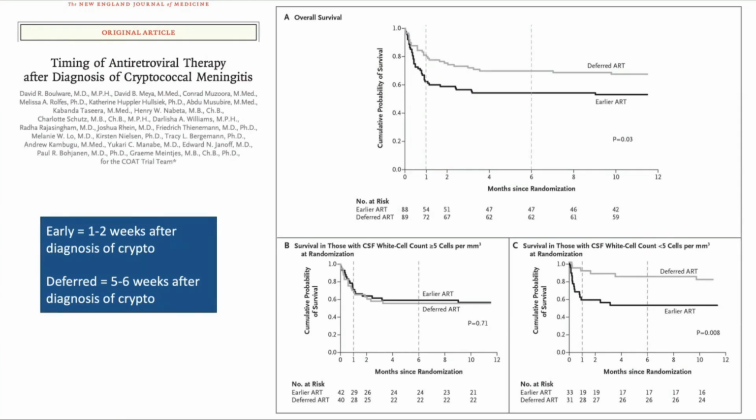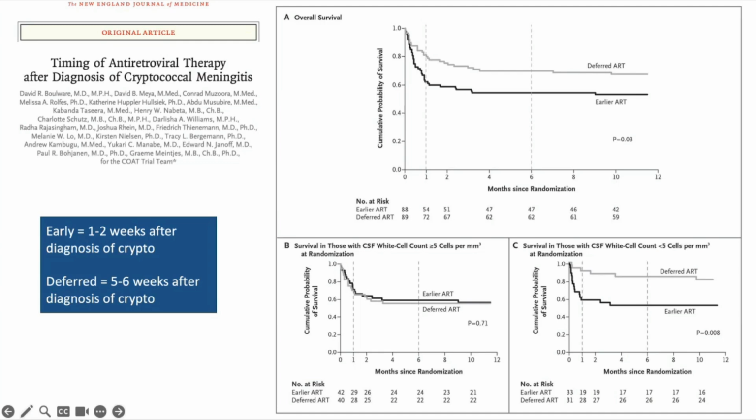And again, this is another randomized control trial that looked at this. They took people with cryptomeningitis and either started early ART, so within 1 to 2 weeks of diagnosis, that same time frame we were looking at when we were talking about PJP, or they looked at people who had deferred treatment, like 5 to 6 weeks after diagnosis. And you can see that the cumulative probability of survival was higher in people who were deferred. So more people with early ART died. That was both clinically and statistically significant, I would say.